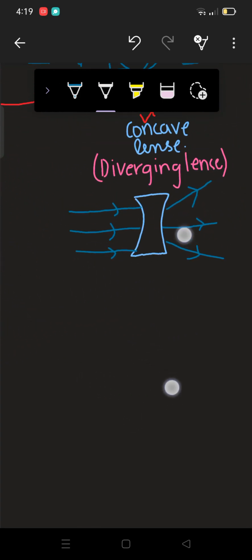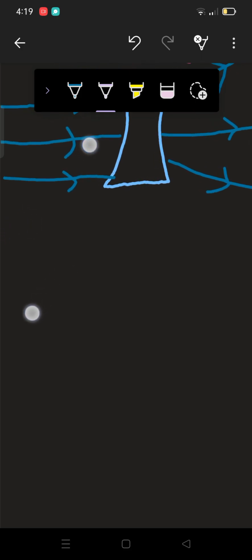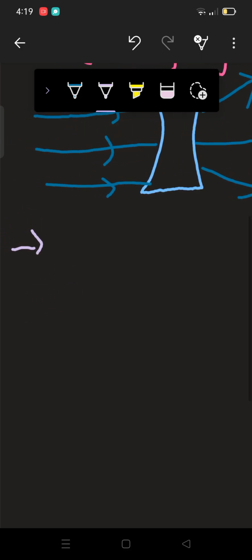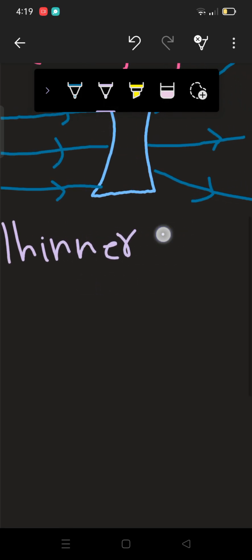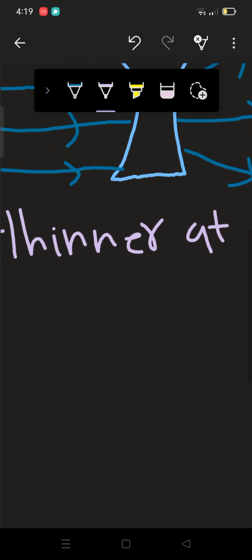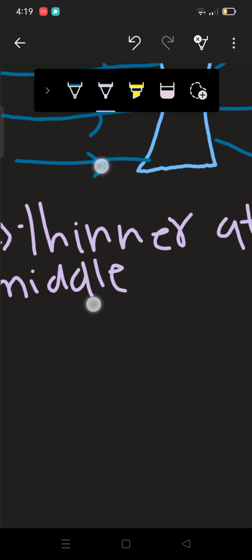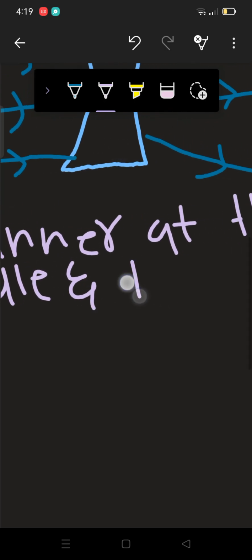Now let's talk about the concave lens. Let me write the definition of this as well. This is the lens which is thinner at the middle but thicker from the edges. So the definition would be: thinner at the middle and thicker at the edges.